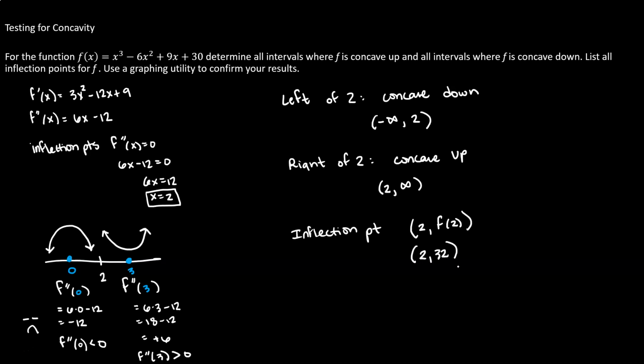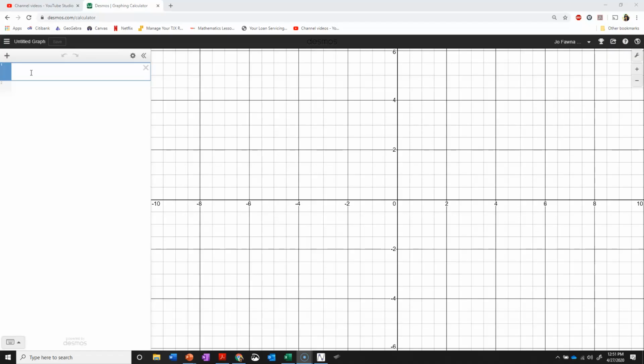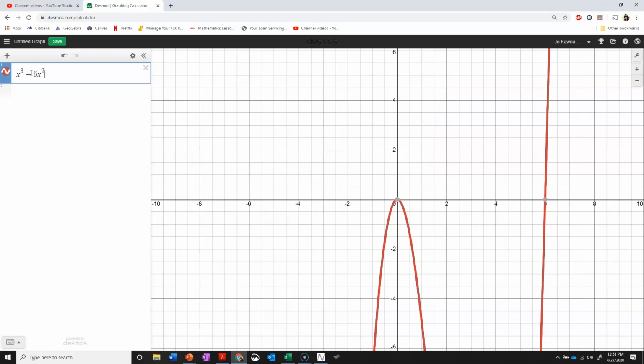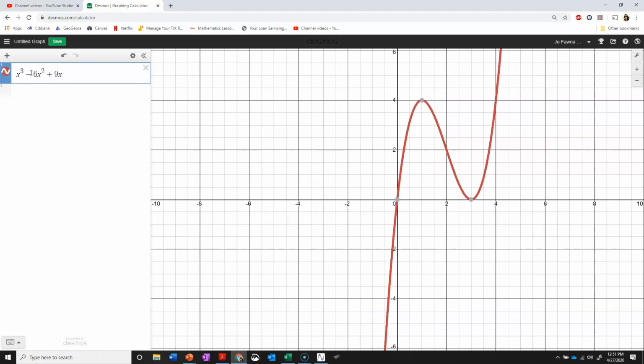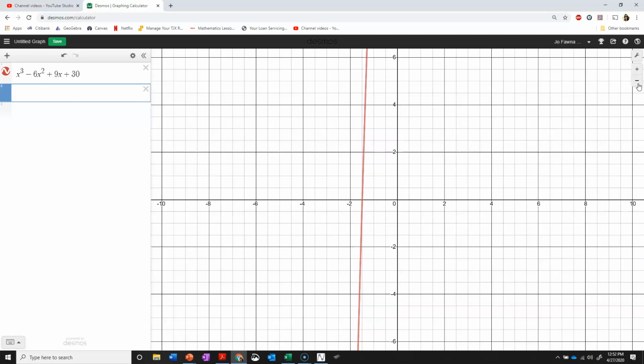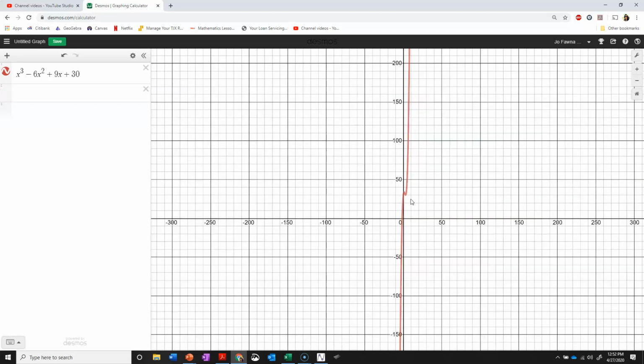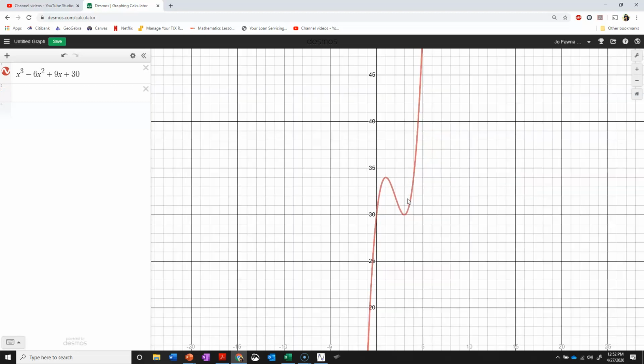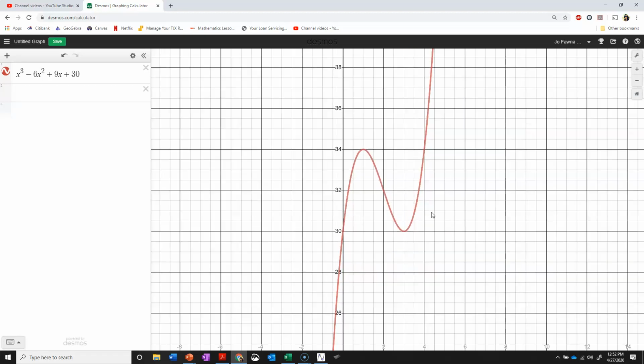And it says to use a graphing utility to confirm your results. So let's switch over to Desmos. To confirm our results, we're going to graph the original function, which was x cubed minus 6x squared plus 9x plus 30. And there's some stuff going on that we can't see, so let's reset our graph, zoom out, and then find where the interesting stuff is going on, zoom into that.